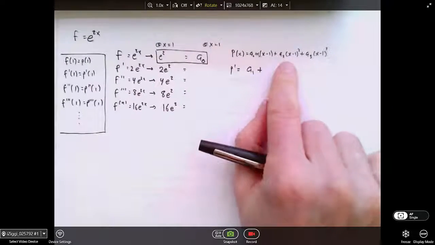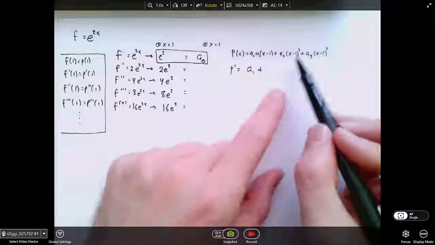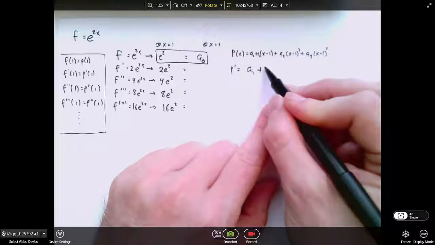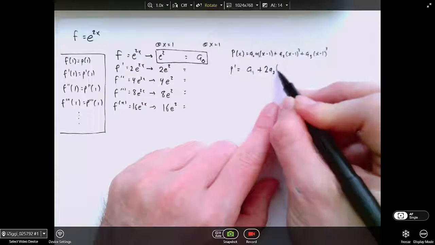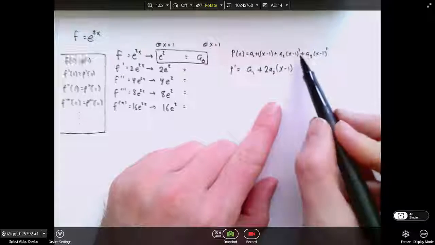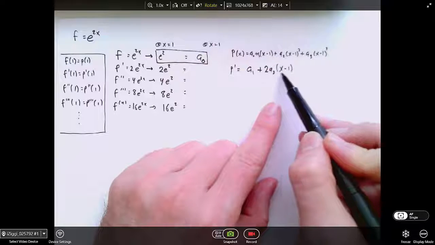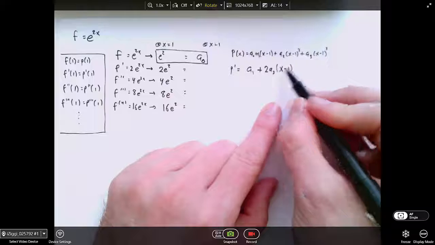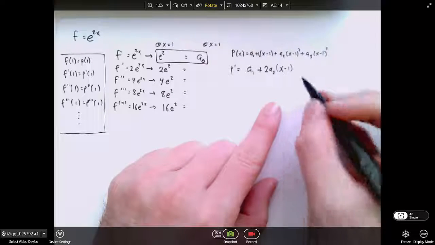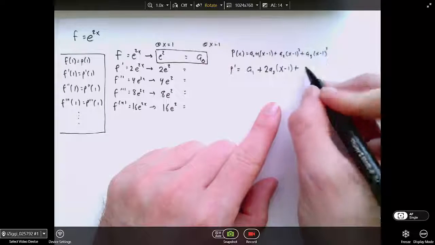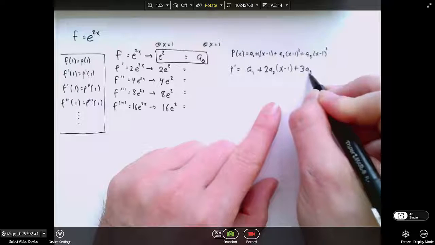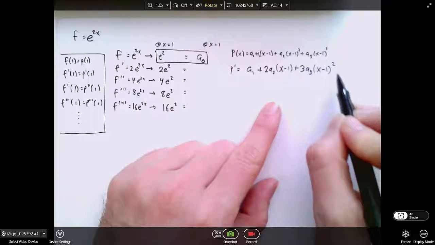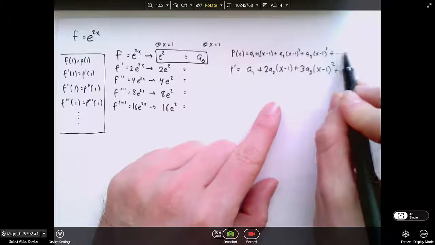If I'm going to take the derivative of this term, I'm going to need to use the chain rule. So first it's power rule, so 2 will come down, and I'll have 2a sub 2 times x minus 1. But then I need to multiply by the derivative of the inside. But as you can see, the derivative of the inside is just 1, because the derivative of x minus 1 is 1. So then here the 3 comes down, so 3a sub 3, x minus 1 squared, and so on.